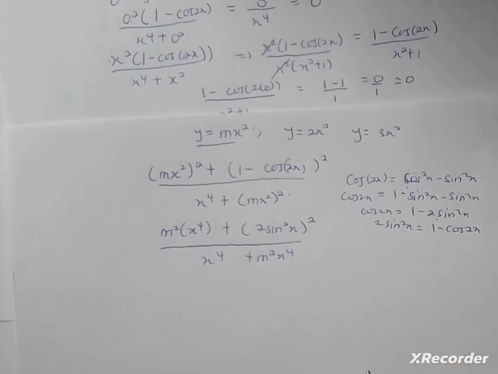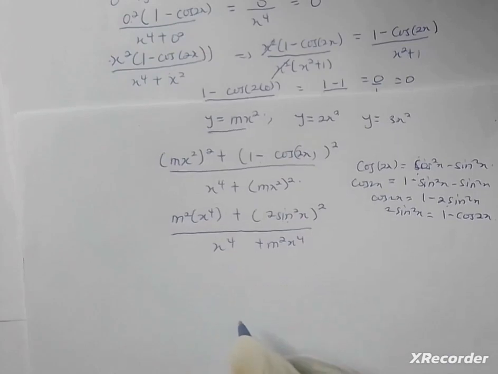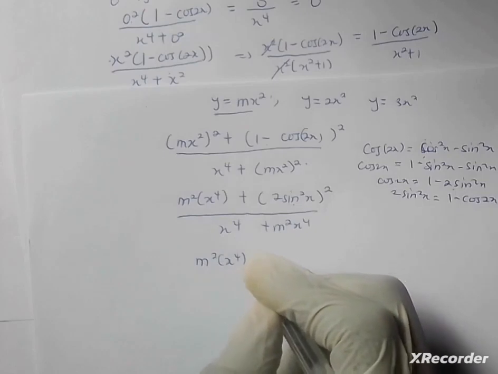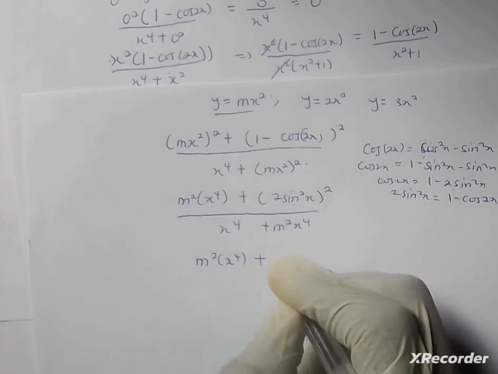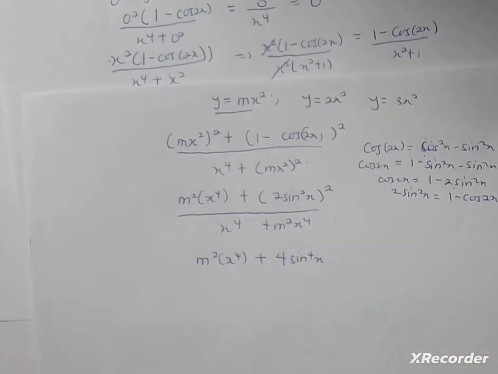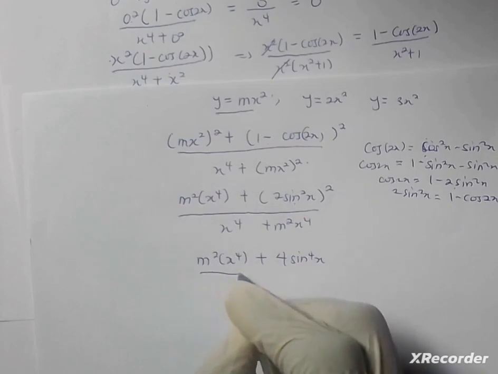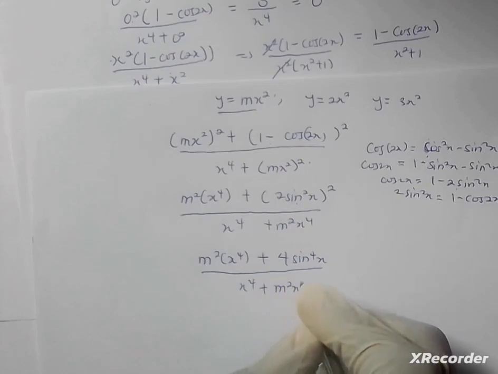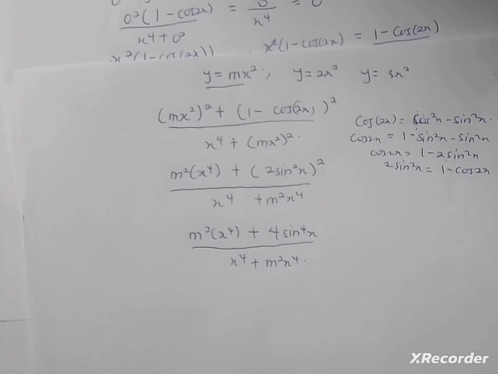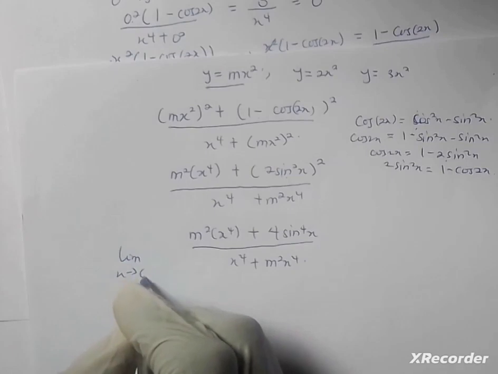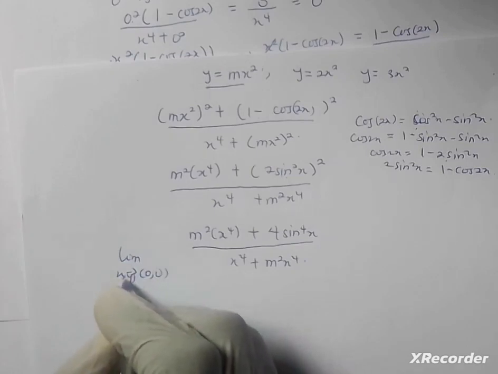So let's proceed. Once I get this, I'm going to further simplify to get m squared x to the power 4 plus 4 sine to the power 4 x, all over x to the power 4 plus m squared x to the power 4. Once I have this, I'm finding the limit as (x, y) approaches (0, 0).